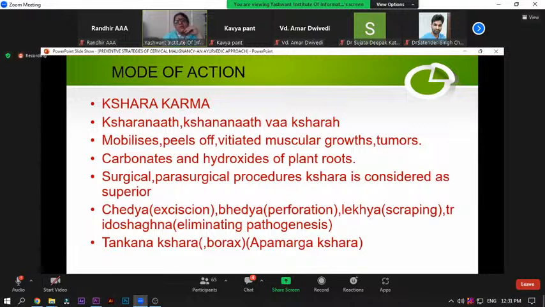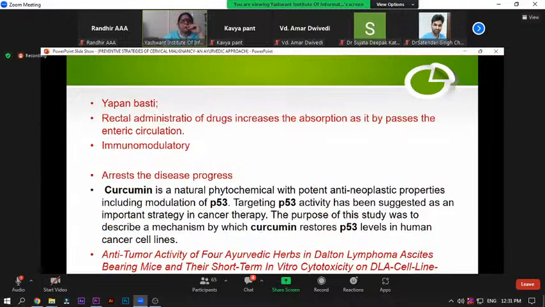Most commonly used are Tankana Kshara, Apamarga Kshara, and Tuttha Kshara, which is particularly more convenient to use. Any three of these Ksharas can be used. And the mode of action of Yapana Basti: rectal administration of drugs increases absorption as it bypasses the enteric circulation, and Yapana Bastis are particularly immunomodulatory. So Yapana Bastis arrest the disease progress.